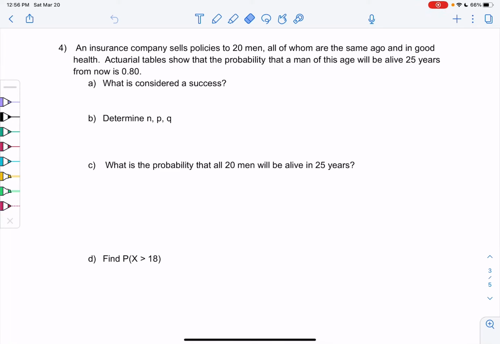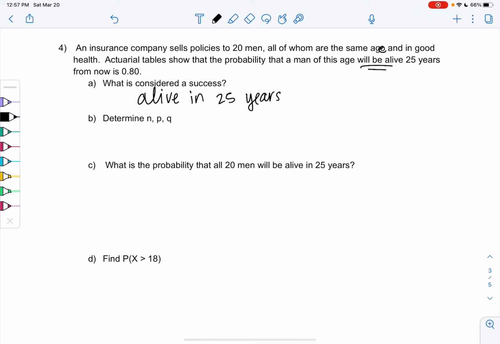An insurance company sells policies to 20 men, all of whom are the same age and in good health. Actuarial tables, so actuaries are people who keep track of insurance, believe that a man of this age has an 80%, or 0.80, chance of still being alive in 25 years. So success here would be still being alive in 25 years.